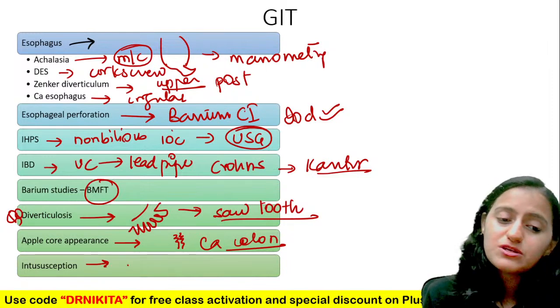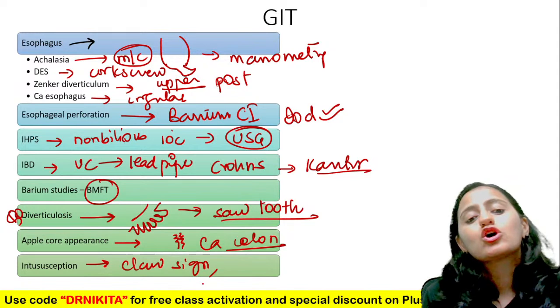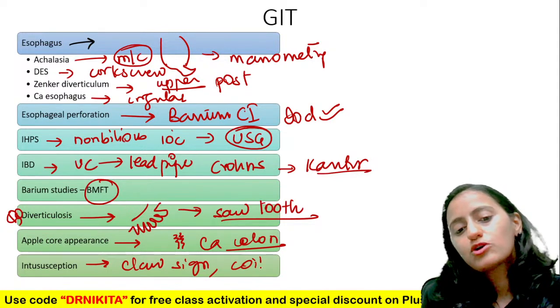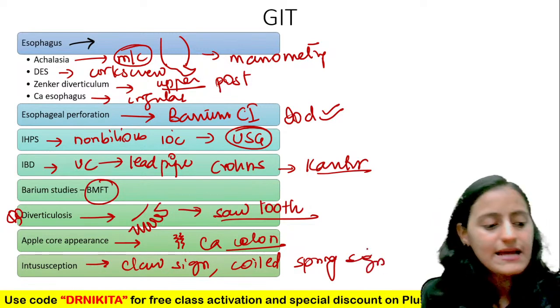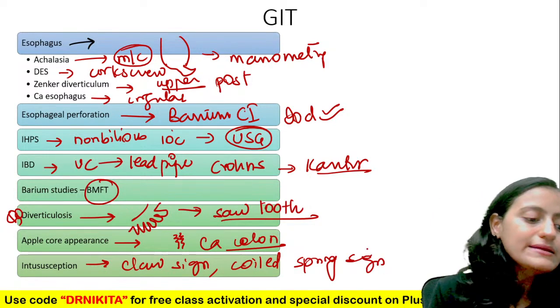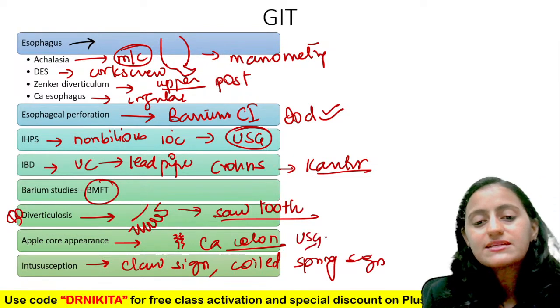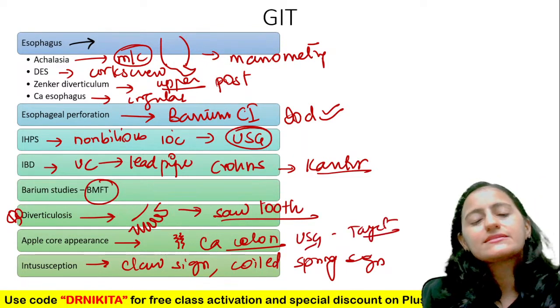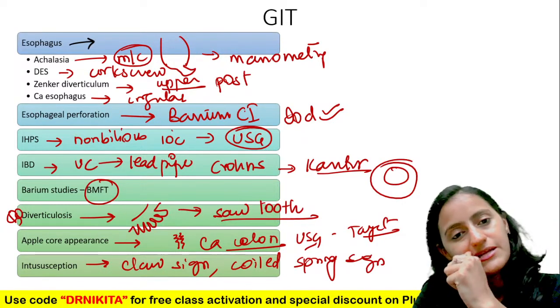In intussusception, what sign do you see on barium enema? That is the claw sign and the coiled spring sign. Both of these have been asked in the exam. And what sign do you see on ultrasound? It is the target sign: inner bowel, outer bowel, that gives the target sign.